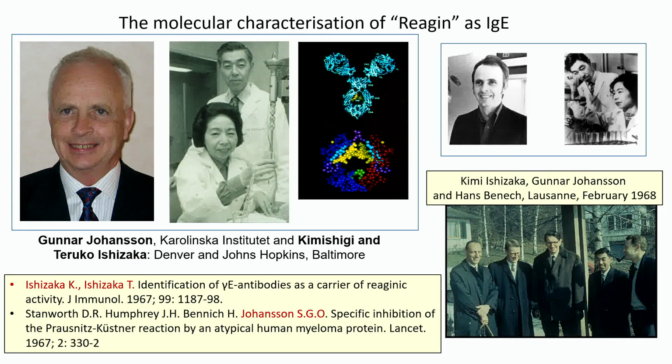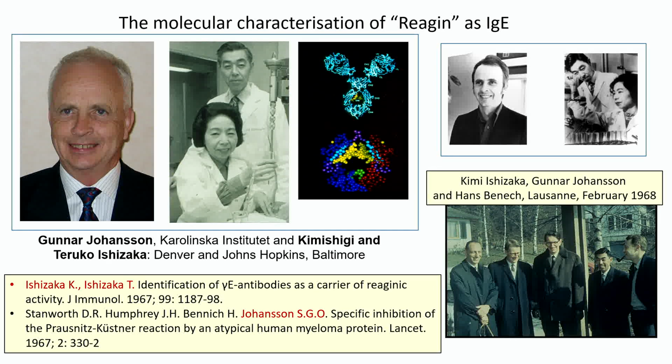Well, what was reagin? Reagin turned out to be the fifth immunoglobulin class, and of course two groups were working on that in the 50s and 60s. Gunnar Johansson in Sweden and his group, and obviously Kimishige and Teruko Ishizaka working in the United States, initially at Denver, then at Johns Hopkins in Baltimore.